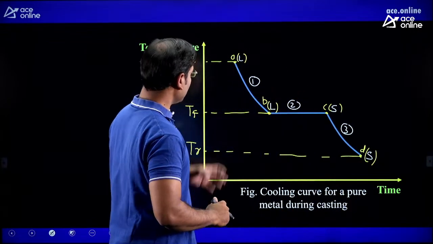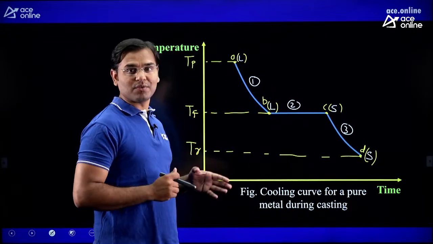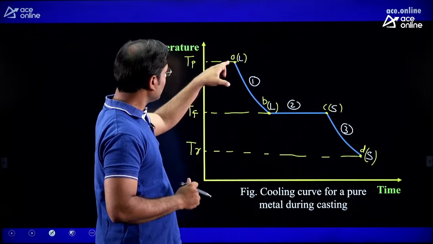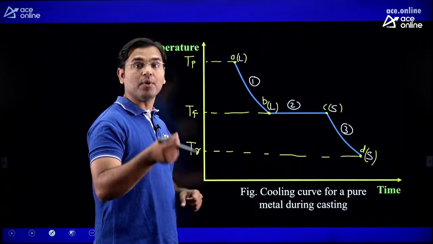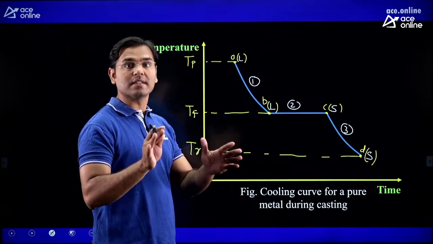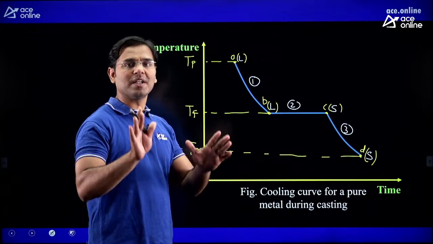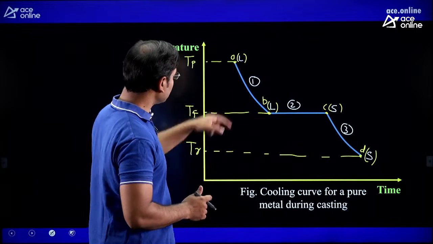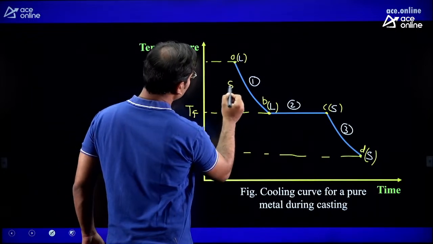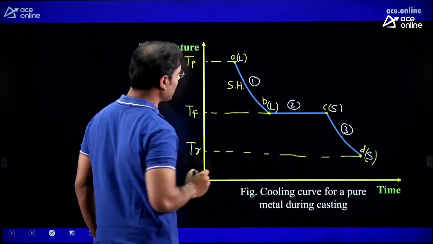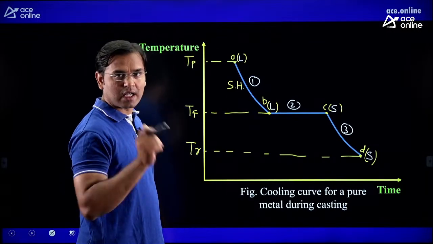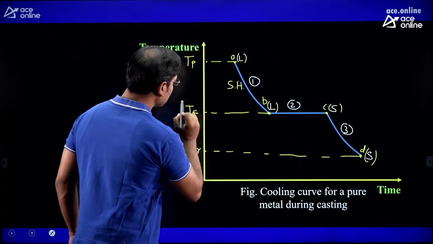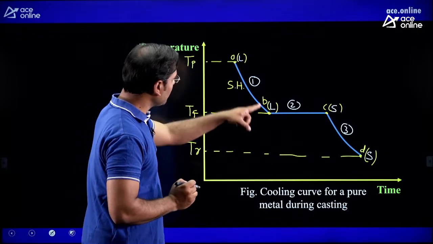Now just see what is happening in stage 1. This is the pouring temperature, meaning we are pouring the molten metal into the casting cavity, and that molten metal is in liquid form. Then in stage 1 you can see there is a sensible heat loss. There is a sensible heat loss in stage 1, and now see the freezing temperature. Here from A to B, what is happening?